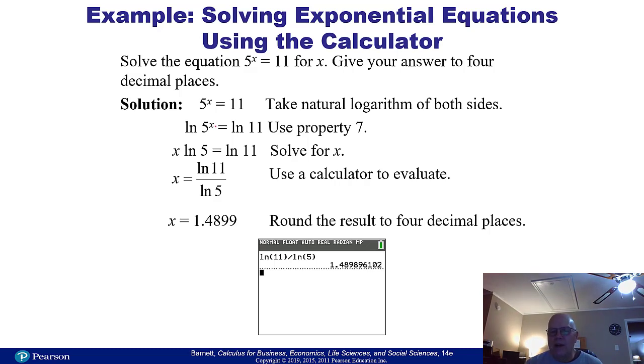Notice, for example, very important, the natural logarithm of 11 over the natural logarithm of 5, which is what you were supposed to do. You might be tempted to do this. In fact, I dare you to get those two answers. They are not the same. So don't try to take a shortcut. You have to put the natural logarithm of 11 on the top, the natural logarithm of 5 on the bottom. No shortcut for this one.